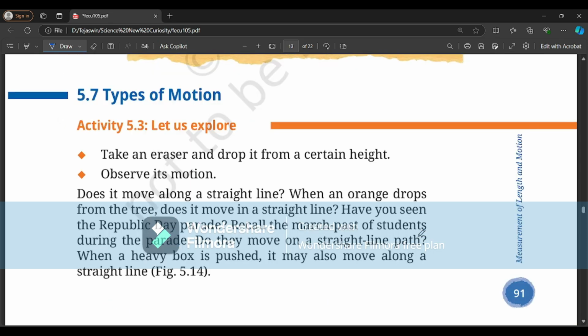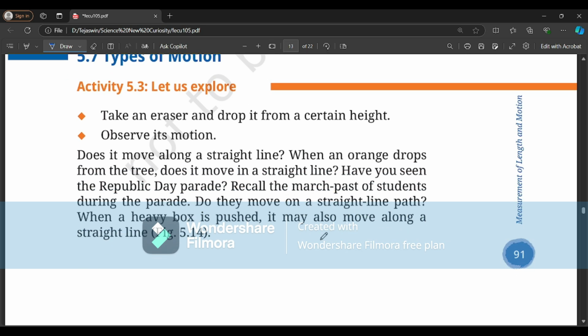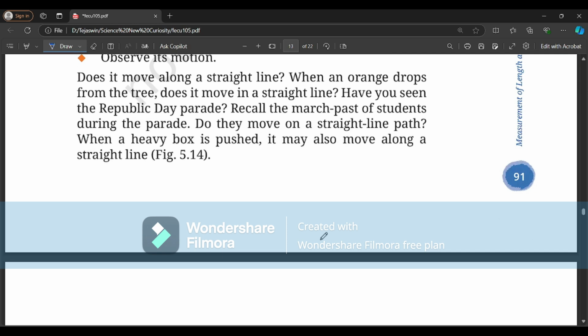Okay. So next, we have understood what is motion, when an object is said to be in motion. Now we will study what the types of motion are. If we take an eraser and drop it from a certain height, it will travel from the height to the ground. So we observe its motion. Does it move along a straight line? When an orange or an apple drops from a tree, does it move in a straight line?